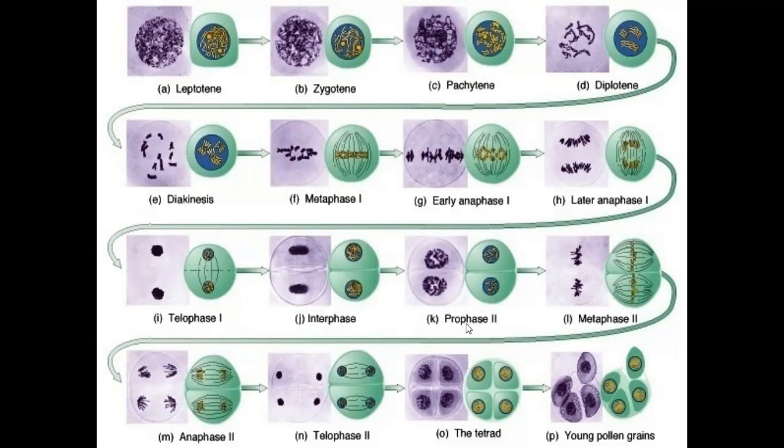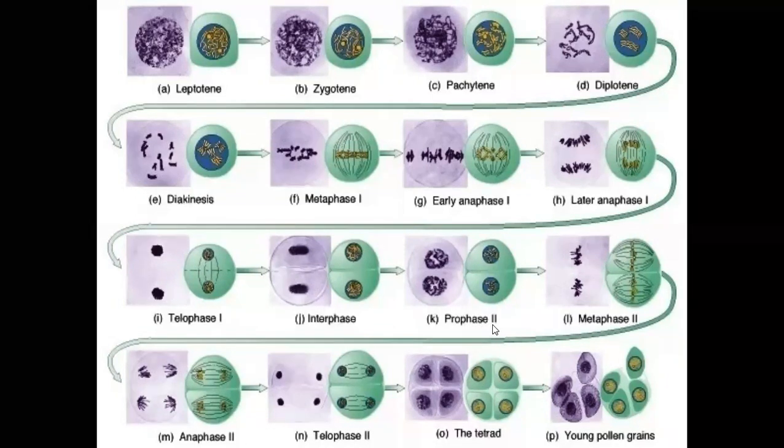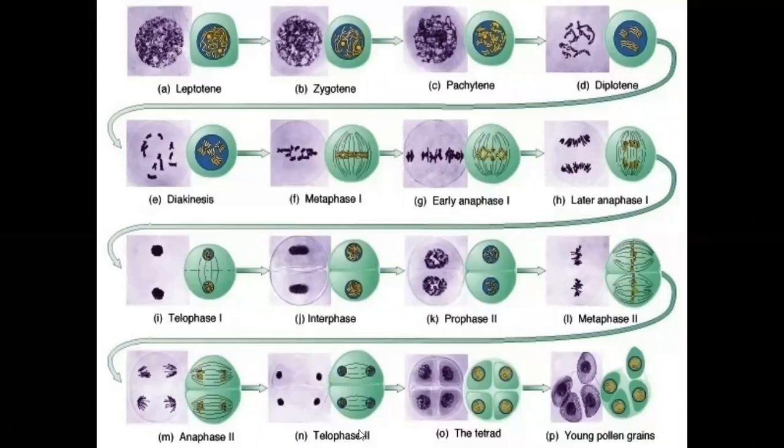Karyokinesis again shows four subphases. Karyokinesis means nuclear division. The karyokinesis of meiosis 2 shows four subphases. They are prophase 2, metaphase 2, anaphase 2, telophase 2.